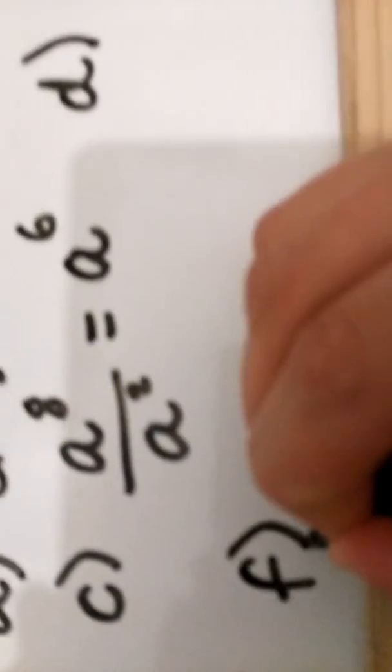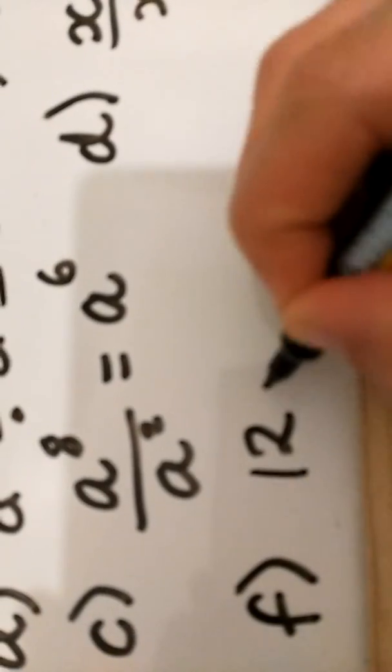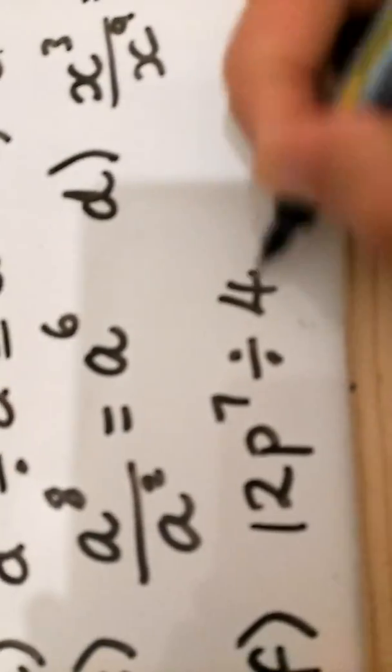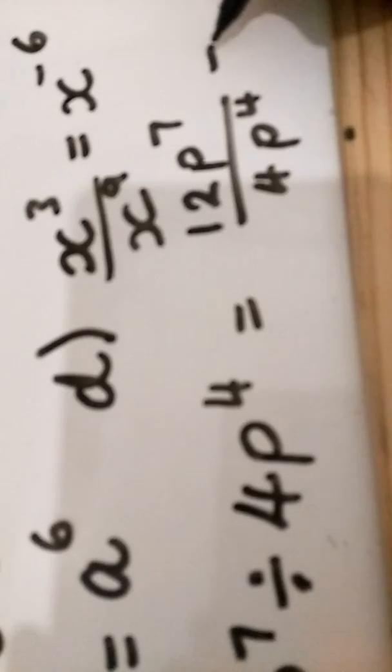And the last example for this one, 12p to the power of 7 divided by 4p to the power of 4. Now when I've got lots of numbers and lots of letters here, I'd like to write it as a fraction. It's just easier to work with. So we divide the numbers first. 12 divided by 4 is 3. Then for the letters, take away the indices. So 7 take away 4 is 3. So it gives us p to the power of 3.